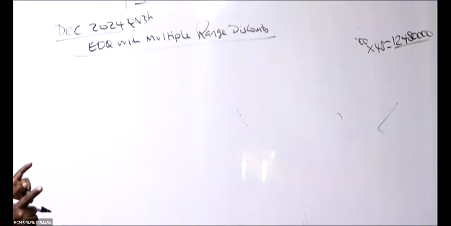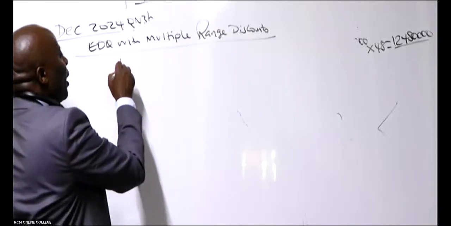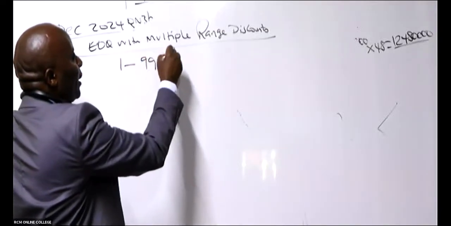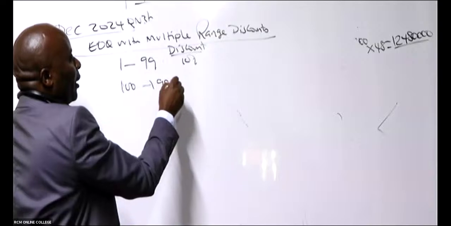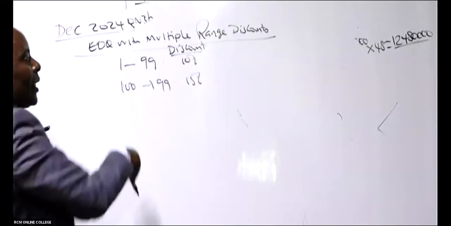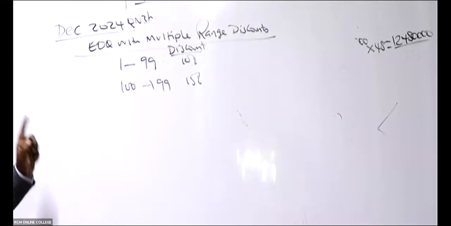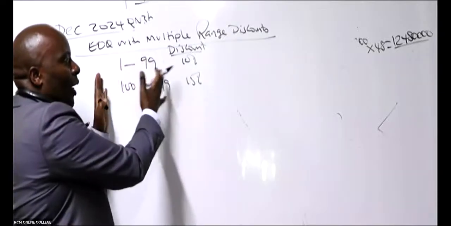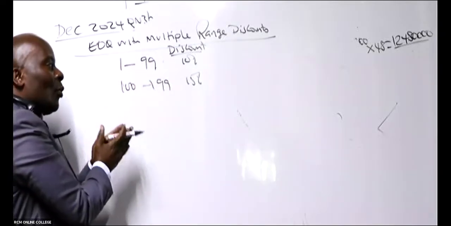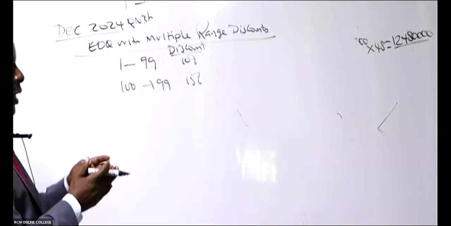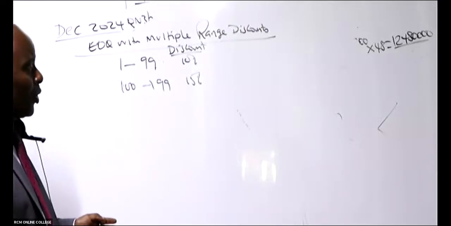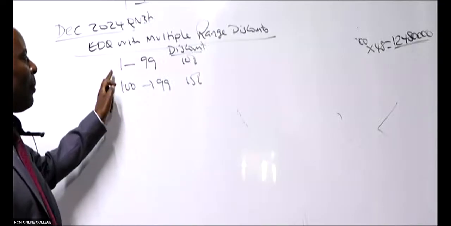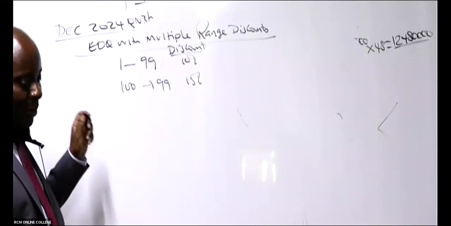Now, we'll go to a question. You'll get a question where you are told that if you procure 1 to 99 units, you get a discount of, say, 10%. If you do 100 to 199, you get a discount of 15%. And these classes are many. In that case, you are dealing with EOQ with multiple range discounts. In the previous class, I did a question where if you procure 15 units, you get 10%, or 200 units, you get this percentage. That is right, but it's not coming in the form of a range.